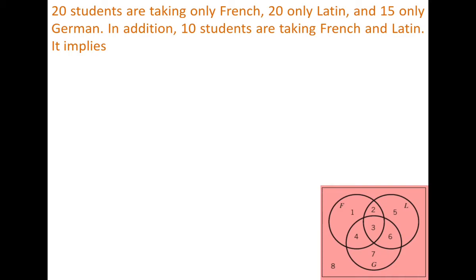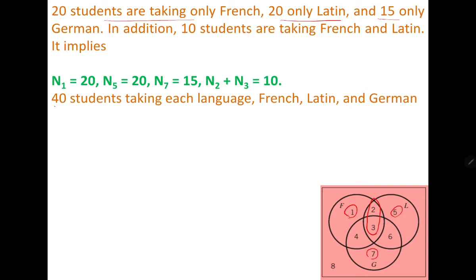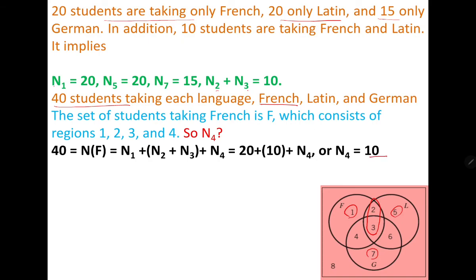So the first information is 20 students are taking French, 20 Latin, 15 German. So it means that n1 is given, n5 is given, n7 is given, and 10 are taking French and Latin. It means n2 plus n3 is given. Yes. The next information is 40 are taking French. It means that 40 is the sum of 1, 2, 3, 4. So the sum of 1, 2, 3, 4 is 40. And I have 1, 2, 3 information. So I can compute n of 4, which comes out to be 10.